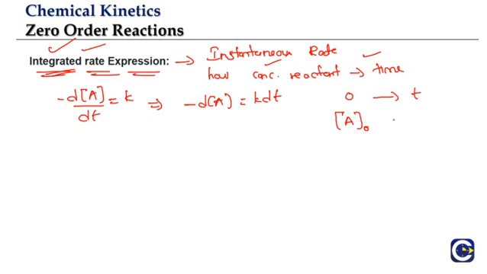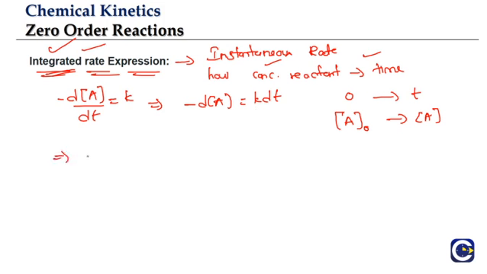After some time t, let us say the concentration is becoming A. So if we are looking at integrating this particular expression, on the LHS the integration is with respect to the concentration, on the RHS it is with respect to time. So LHS, the concentration is the variable, RHS, time is the variable.